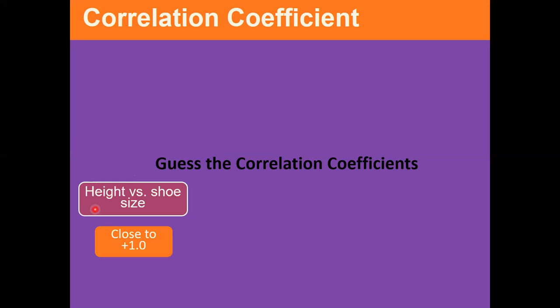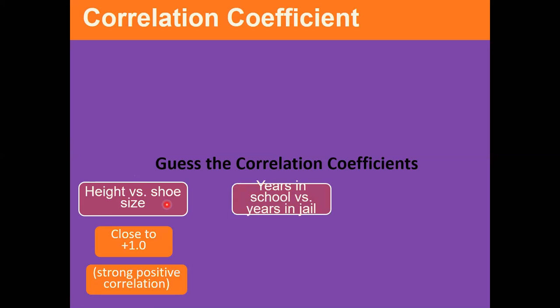Well, pretty close to a perfect positive correlation, at least very strong, okay? And in fact, that kind of makes sense. Yeah, the taller the person, generally the larger the shoe. It would be pretty weird if it was the opposite. Or how about this one? For an adult, numbers of years in school versus numbers of years in jail.